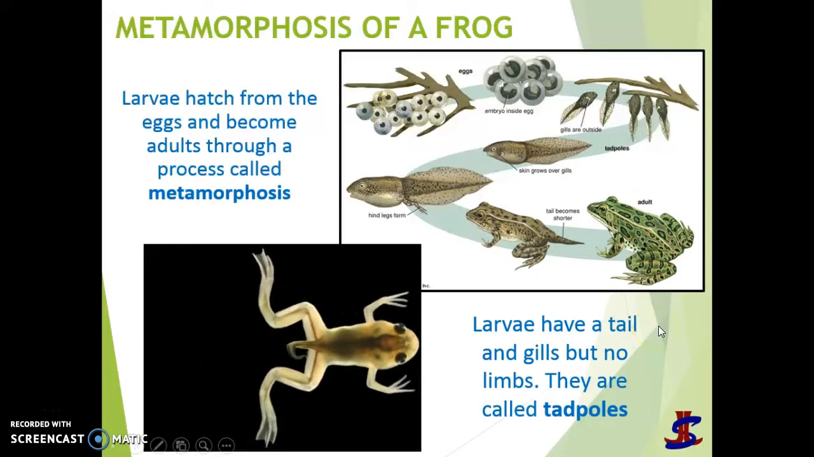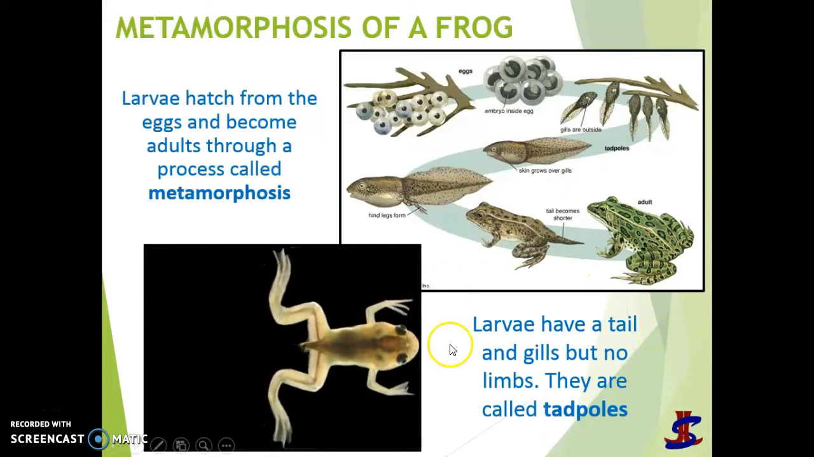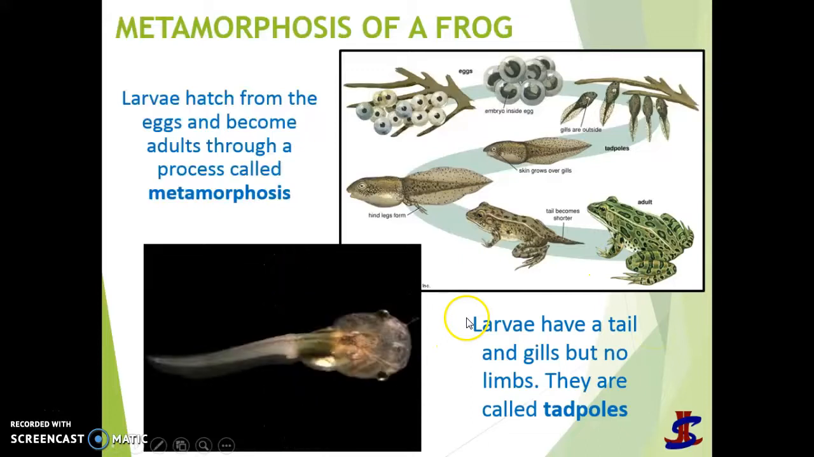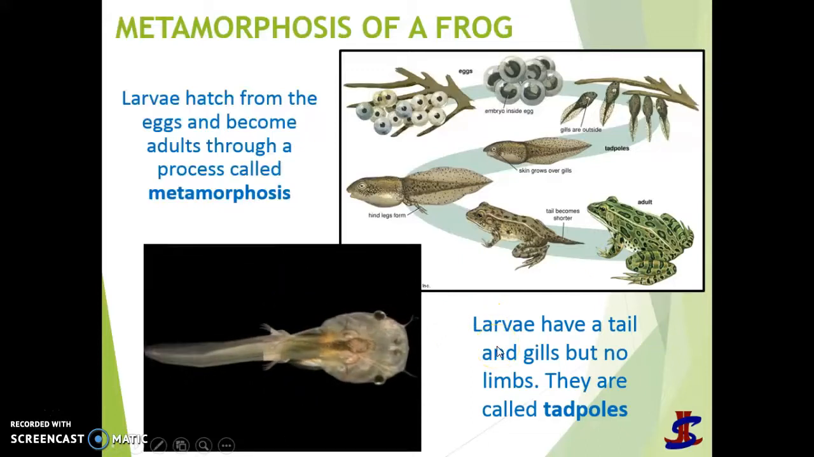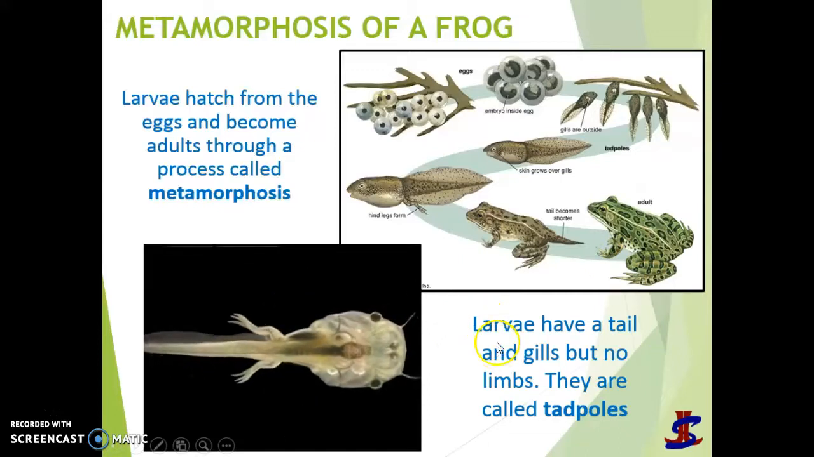Okay, so as I told you before, larvae have a tail and gills. They have no limbs, and they are called tadpoles.